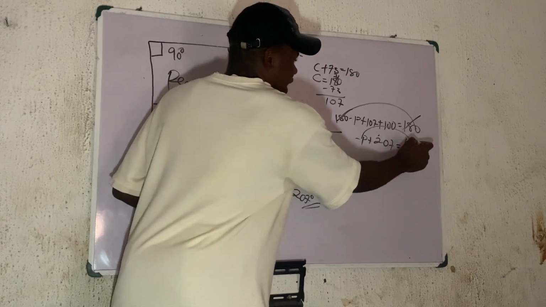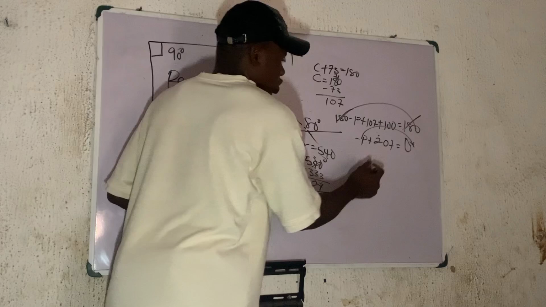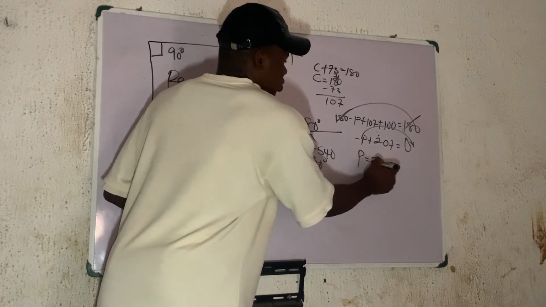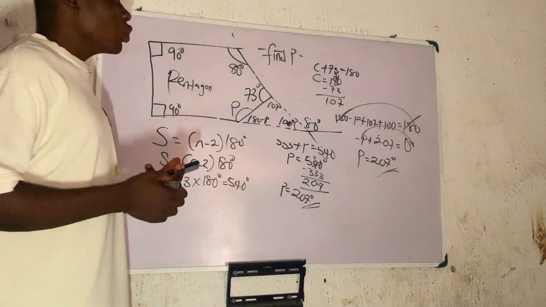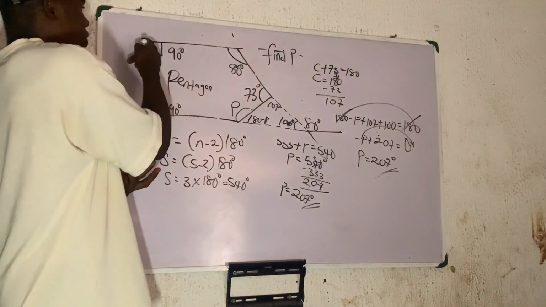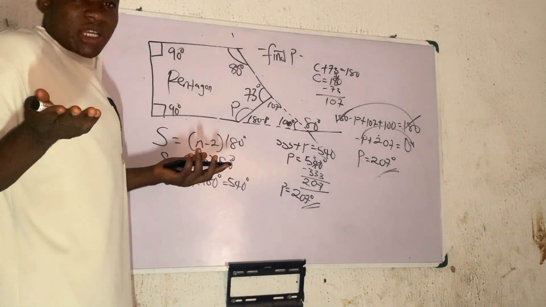Now, if P goes over here, this will become plus P. So finally, you see that P is still 207 degrees. Have you seen that? We have two ways of solving this: one by using the sum of interior angles of a pentagon, and this one by just completing the shape and doing the needful.